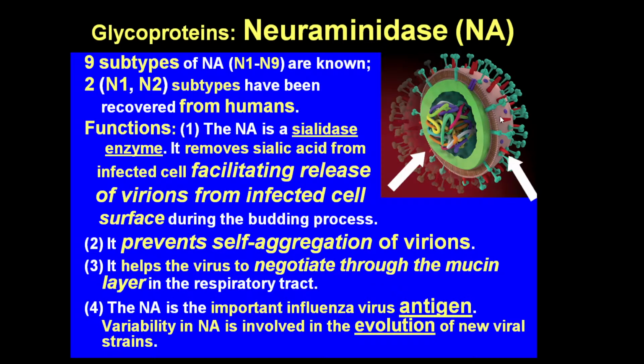But also it prevents the aggregation of the viruses on the surface of the infected cell. Because if they stay aggregated, they are not active, not infectious. And at the beginning of the infection, the neuraminidase also helps the virus to negotiate through the mucin layer to better reach the receptor in the respiratory tract. So it is also an important viral antigen, and it is involved in the biological evolution of the virus in human beings.